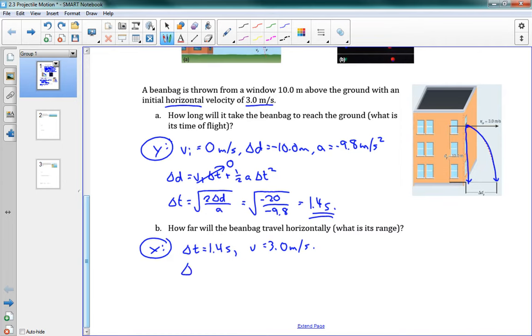So that means delta d is equal to v delta t, and I can plug in my numbers. 3.0 times 1.4. This gives me 4.2 meters. And you see that that's actually very straightforward. Not difficult math at all. Even though the problems seem like they could be complicated, the math is very clean.